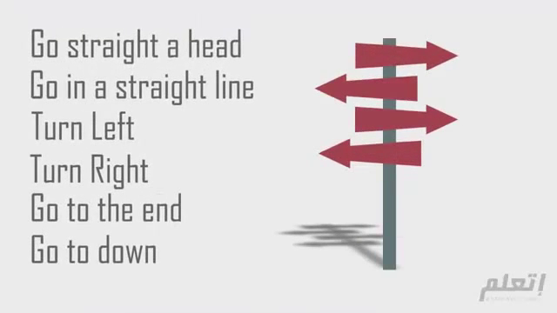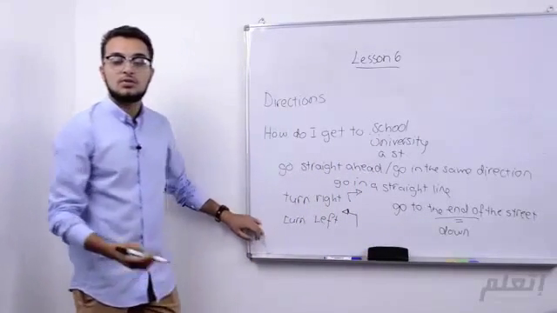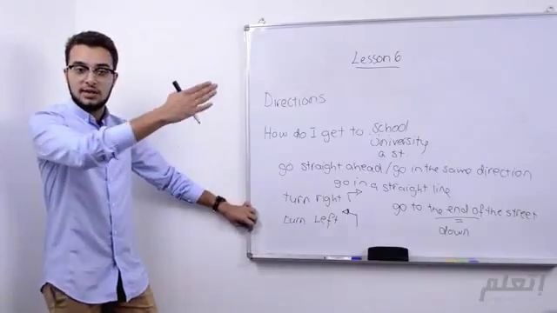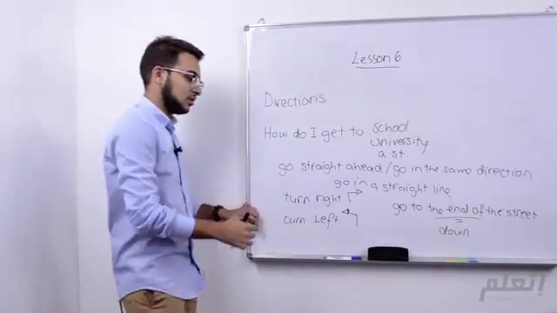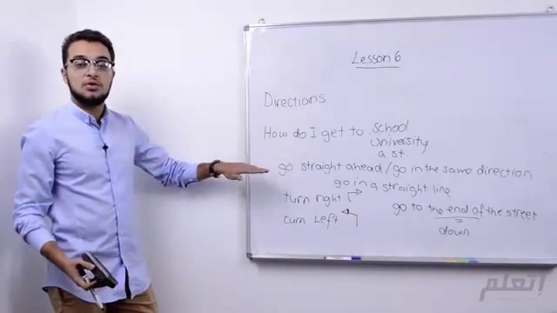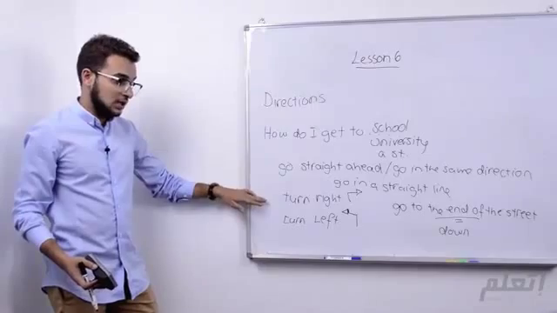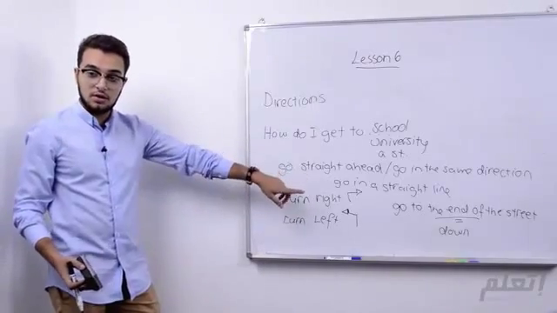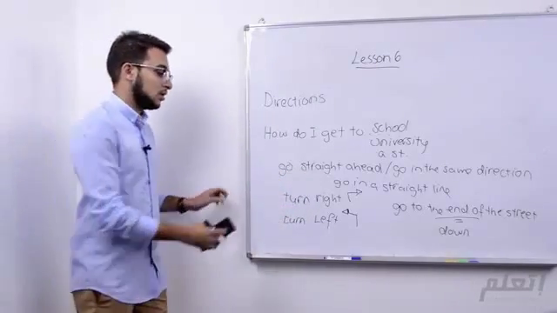Okay, go to the end of the street, the end of the street, or same as the end of the street is go down the street. Okay, so when I tell you go down the street, means go to the end of the street, آخر شارع, go down the street. Okay, so someone asked me, I want to tell him go in the same direction, go turn left, turn right, go to the end, or go down the street. Okay.